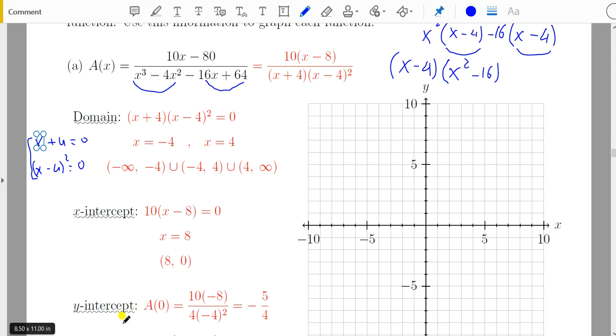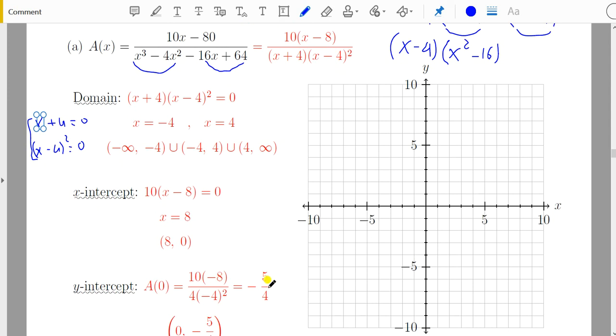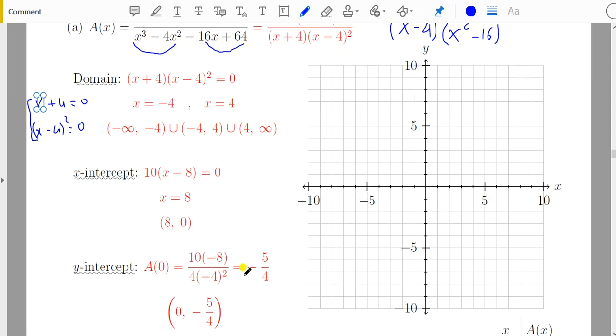And for the y-intercept, we do the opposite. We let x be 0. So I go ahead and substitute x to be 0 here, and also here, here, and here. After doing some calculations, I end up with minus 5 over 4. So minus 5 over 4 is the y coordinate, and 0 is for x, because we are solving for the y-intercept. So 0 should be x.